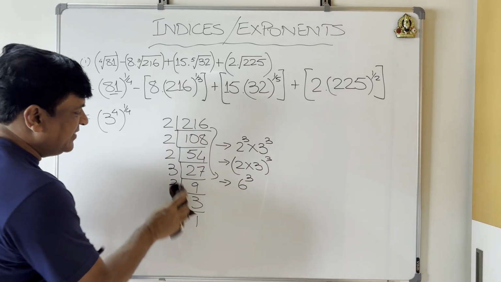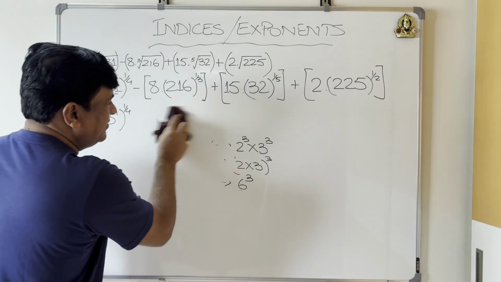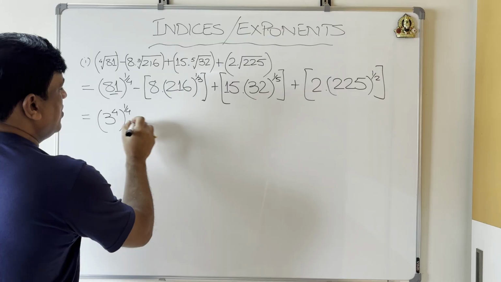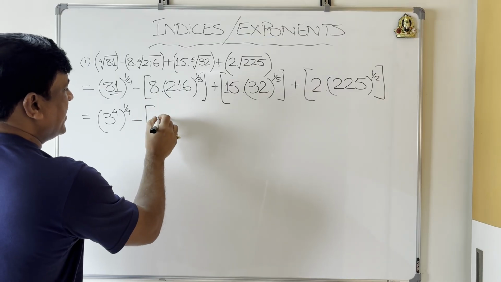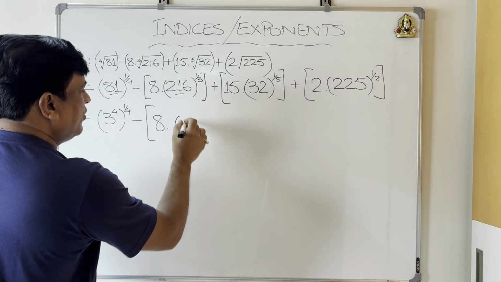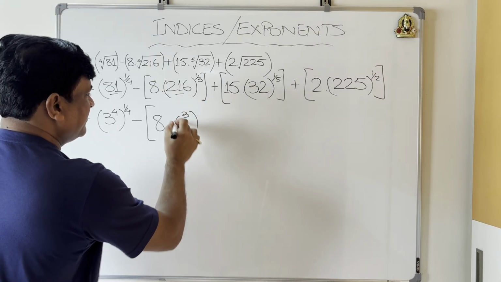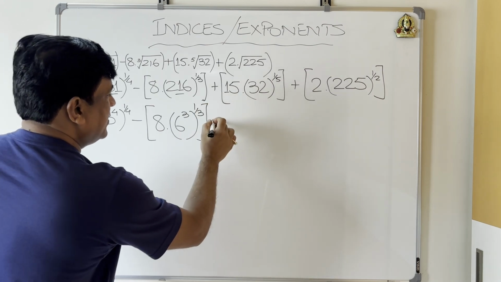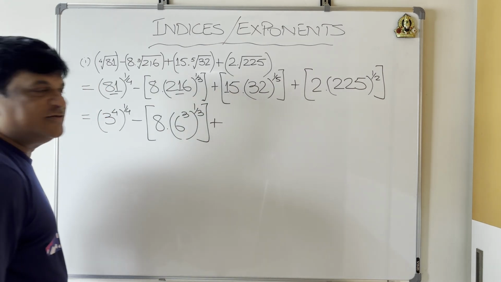Okay, I'll go back and replace that now. So now I put a square bracket, the 8 is outside and I leave it like this, and inside I'm putting 216 as 6 cube, and outside I have 1 by 3. Close this. Now I go to the next term.